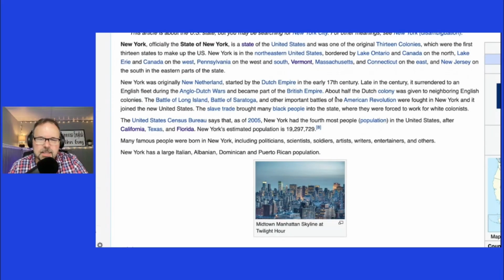All right, back to the article, and hopefully you can see my cursor. We're starting the second paragraph. Third sentence, maybe? It starts with about. About half the Dutch colony was given to neighboring English colonies. The Battle of Long Island, Battle of Saratoga, maybe a difficult word there for you, and other important battles of the American Revolution were fought in New York, and it joined the United States.